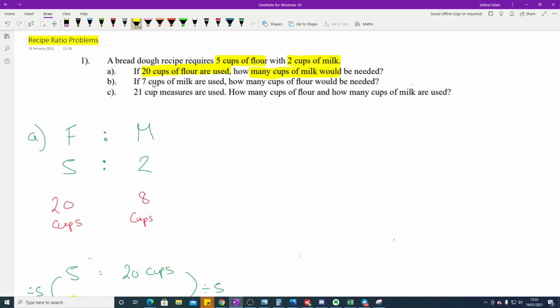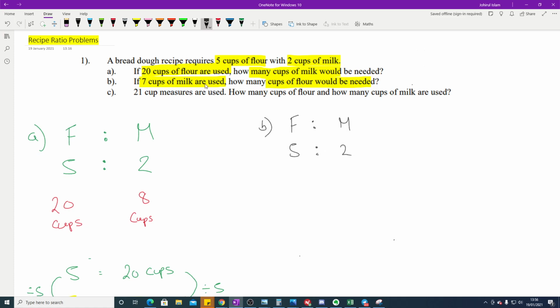So it says here, if 7 cups of milk are used, how many cups of flour would be needed? So we'll use this pen here. So let's do question B over here. Okay, same thing again, we're going to write out the ratio, so flour to milk, and the ratio is 5 to 2. The ratio is 5 to 2.